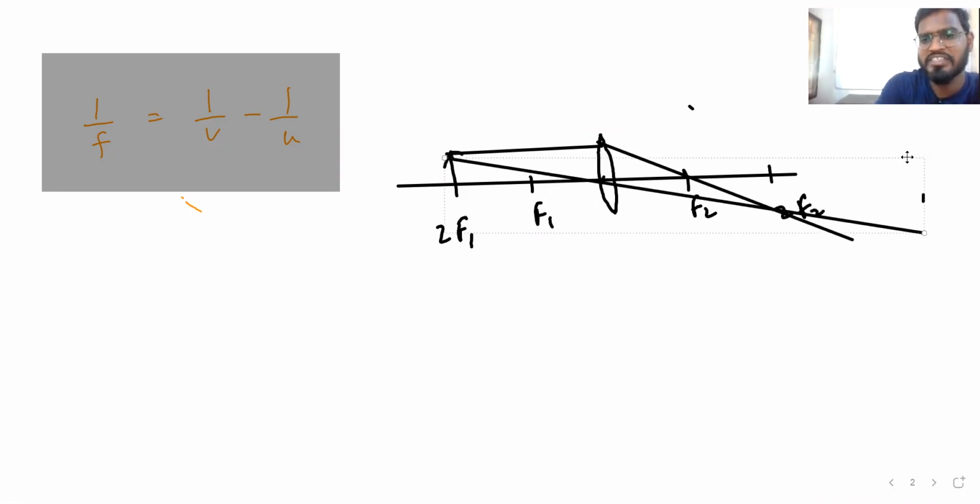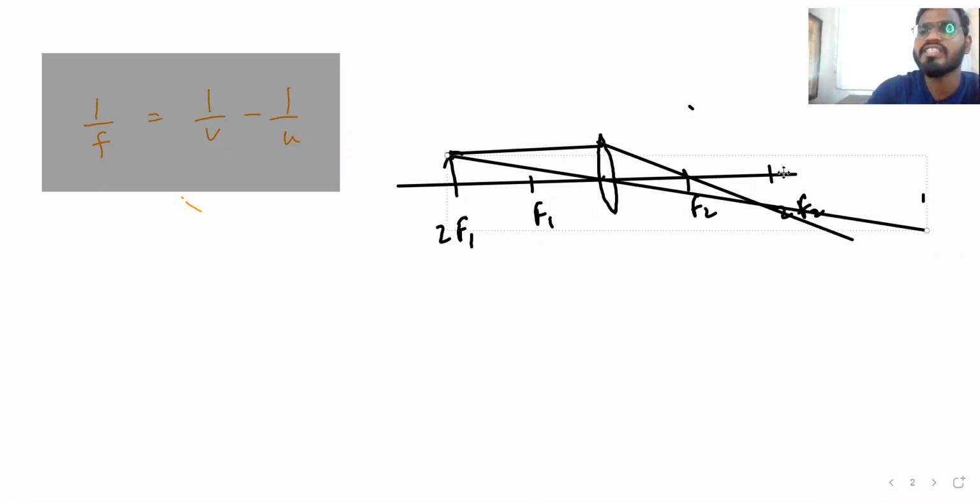So let's see somewhere here, right? We'll have to shift it a little here, f2. So the image forms here, the same size as the object. So what can we say now here?